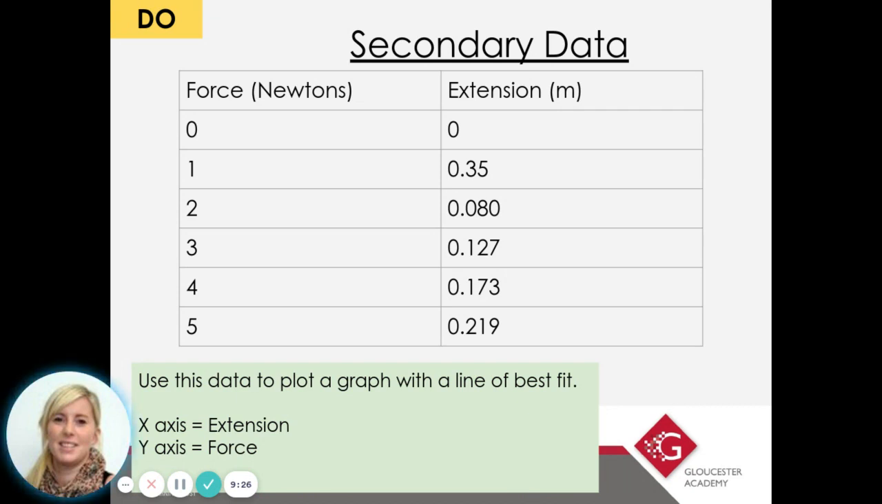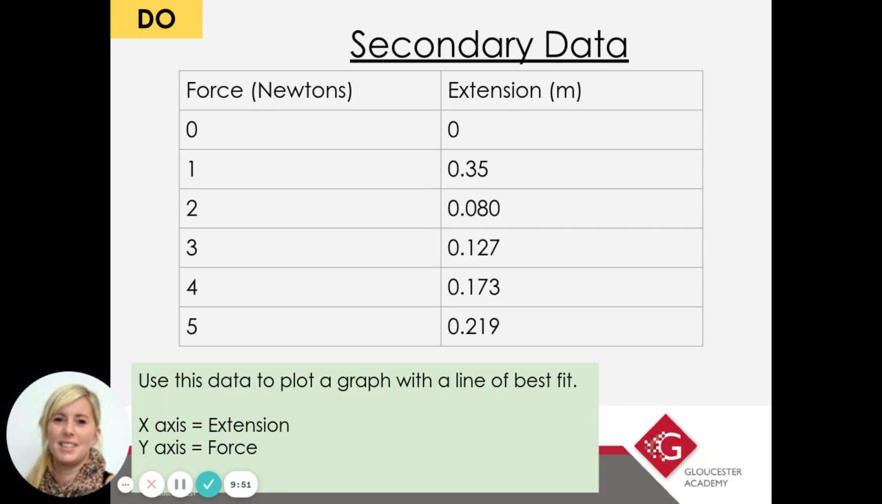So this graph, weirdly, we actually switch the axes. Normally, you would put your independent variable along the bottom, which would be the force, and then your dependent variable, the one you measure, on the y-axis. But we have to do this one the wrong way around on purpose to see the right pattern in the results. So for this graph, you would do on the x-axis the extension, the y-axis you would do force.